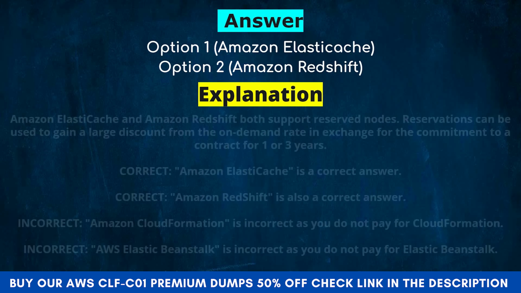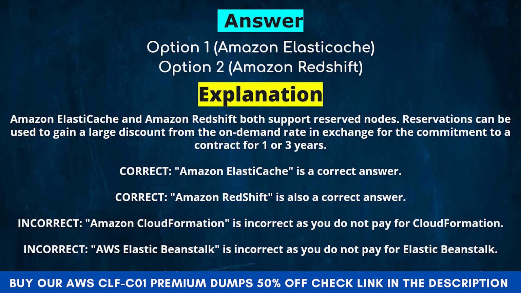Explanation. Amazon ElastiCache and Amazon Redshift both support reserved nodes. Reservations can be used to gain a large discount from the on-demand rate in exchange for the commitment to a contract for 1 or 3 years. Amazon ElastiCache is the correct answer. Amazon Redshift is also a correct answer.